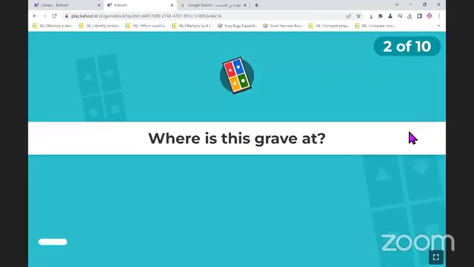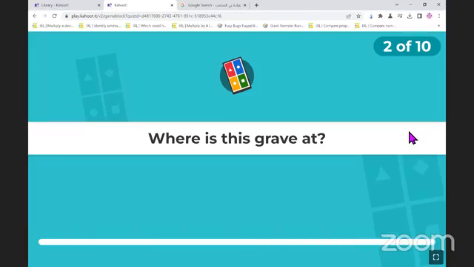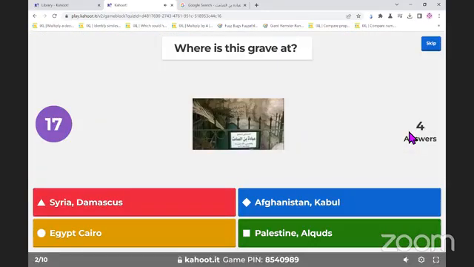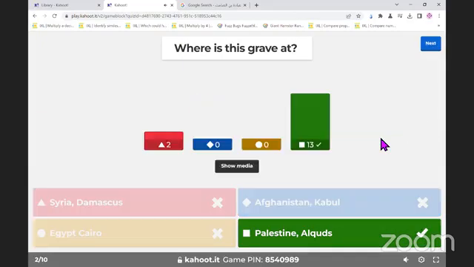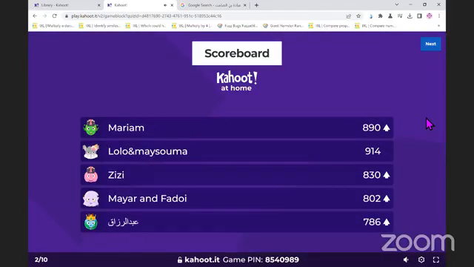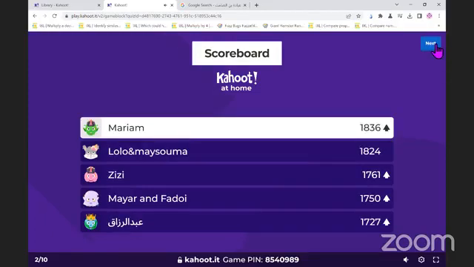Where is this grave at? Syria, Egypt, Afghanistan, Palestine. Where's this grave at? Oh, everybody knew where it was. Next to my school in Palestine. Maryam Al-Ani is doing great. Look at her. She's going up. Let's continue.